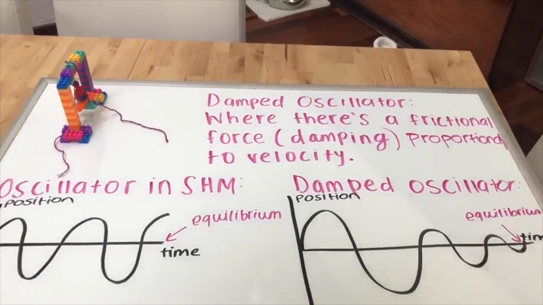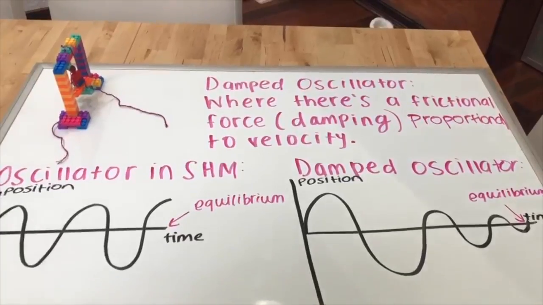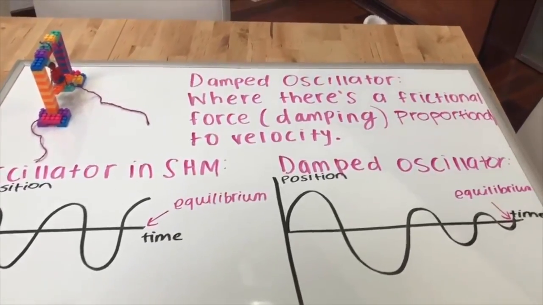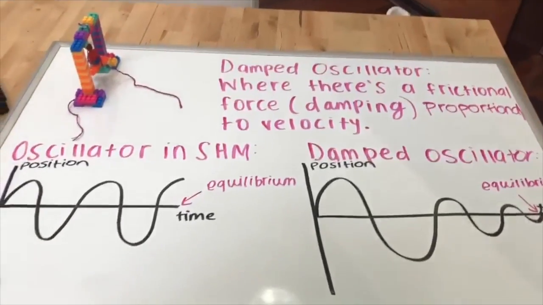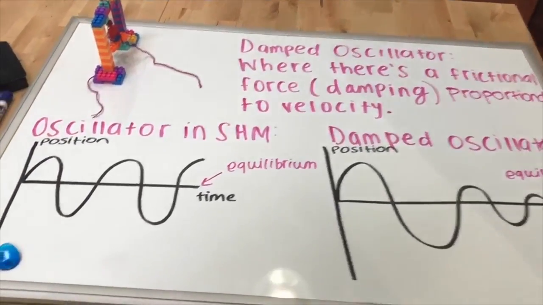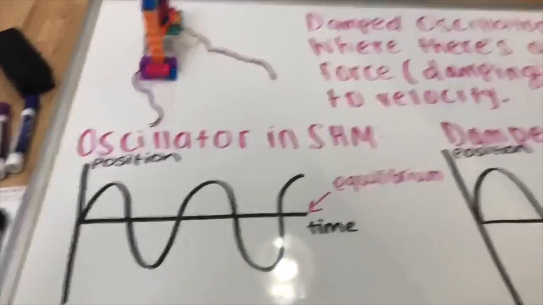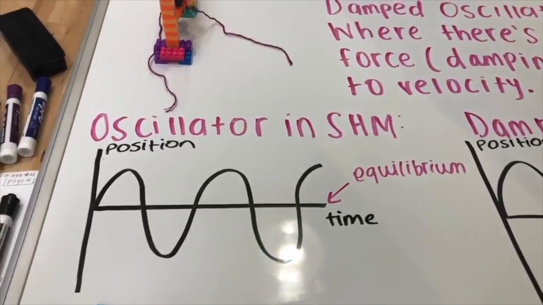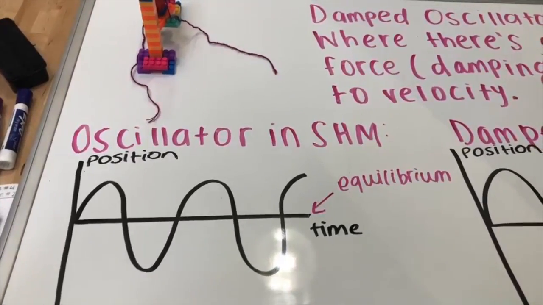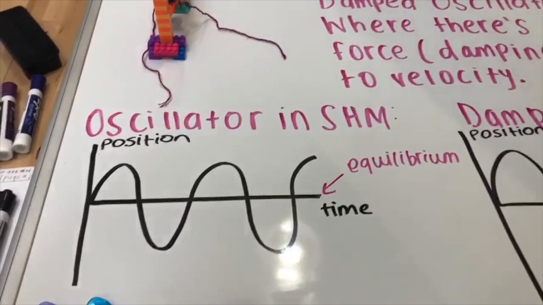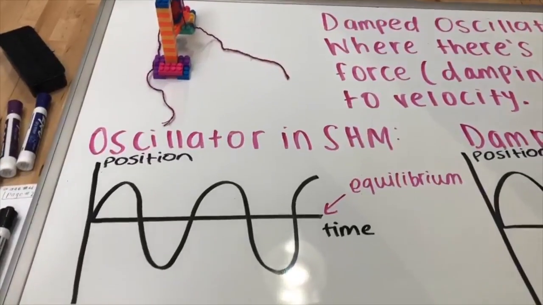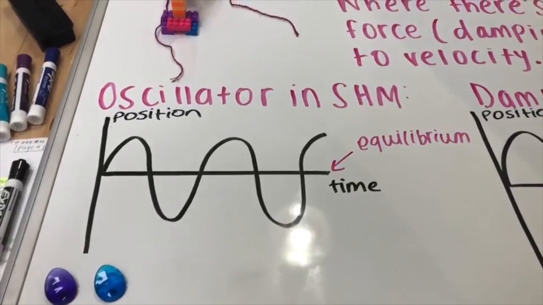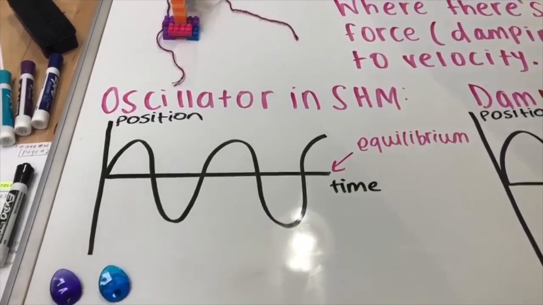Damped oscillators. So a damped oscillator is just where there's some frictional force that's proportional to the velocity, and the frictional force is said to be damping the oscillation. So here is the oscillator in simple harmonic motion. That's what the SHM stands for. And the x-axis there demonstrates the equilibrium point. And here we see that it's very uniform, whereas uniform is like a draw. And there's nothing changing. We have the same distance on the top as the bottom.